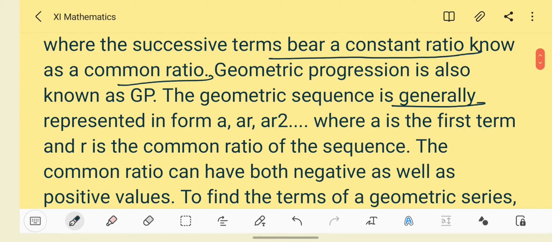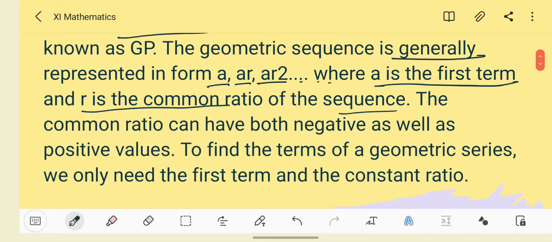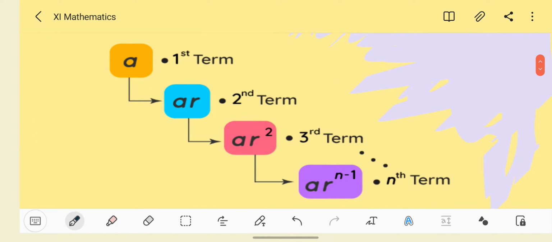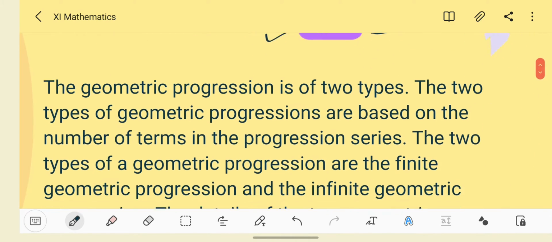It is generally represented in the form a, ar, ar square, and then ar cube. It goes till ar power n, where a is the first term and r is the common ratio of the sequence. The common ratio can have both negative as well as positive values. This is how the GP looks. The first term is a, the second term is ar, the third term is ar square, and the nth term is given by ar power n minus 1.